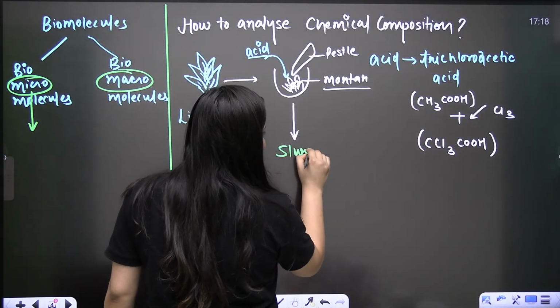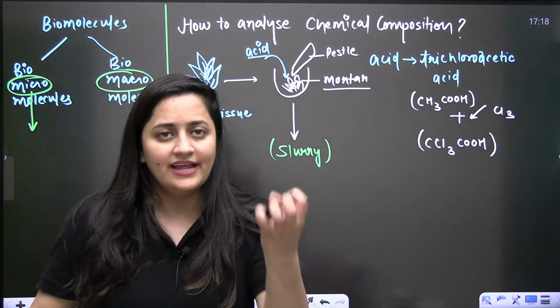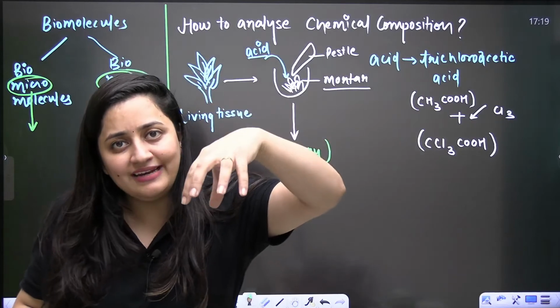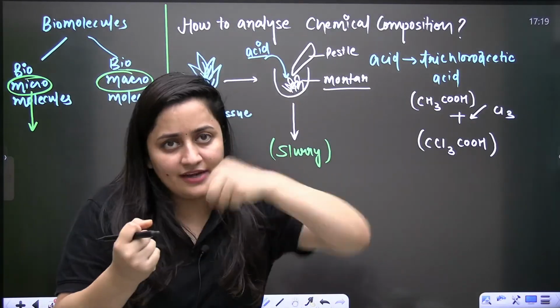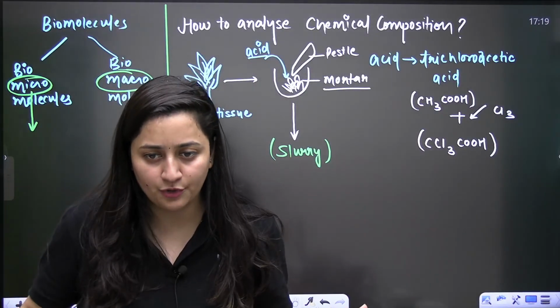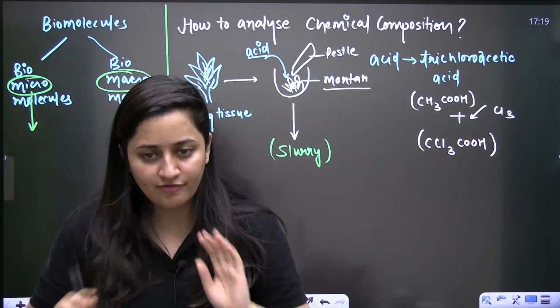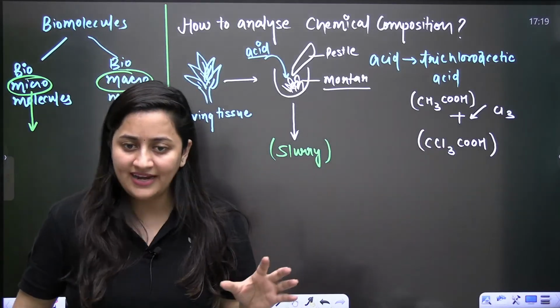Slurry means a kind of paste. You have the living tissue, you are putting a liquid there, right? In the mortar and pestle, you are breaking the living tissue, then you are putting the acid there. So obviously a kind of paste you are going to get, and we use the word slurry for it.